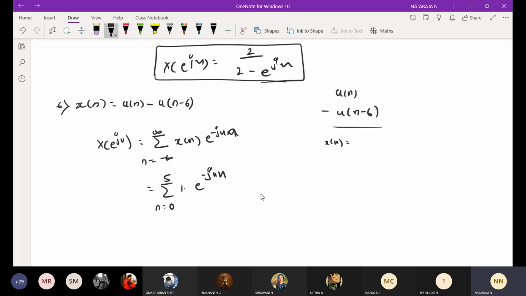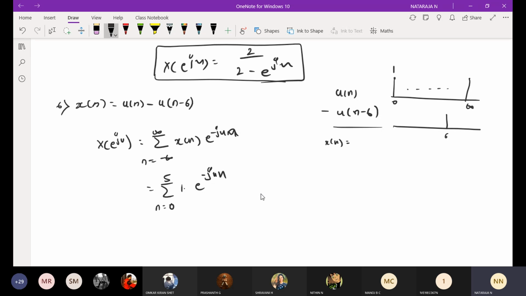You will get the original. This is your u of n. U of n starts at 0, the amplitude will be 1, and so on, ends at infinity. What is your n minus 6? N minus 6 means it starts at 6.